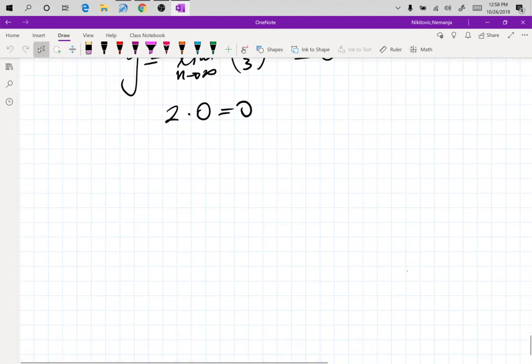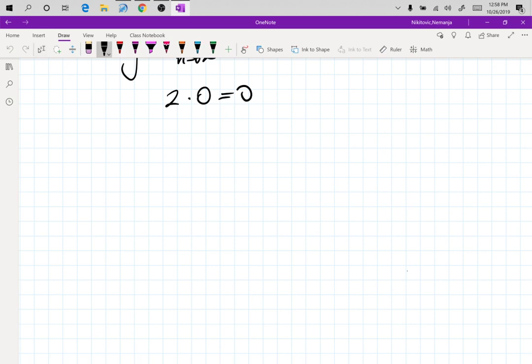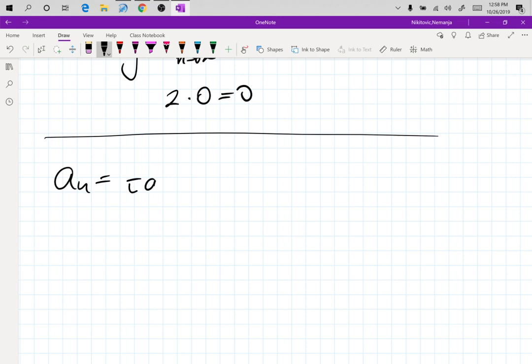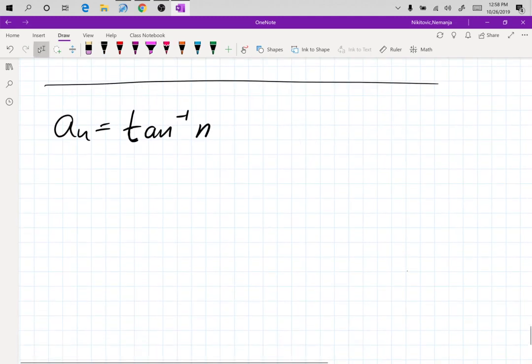Problem 35, you're gonna like. a_n is equal to tangent inverse of n. This one, I'm literally giving you 17 seconds. That's all it is.